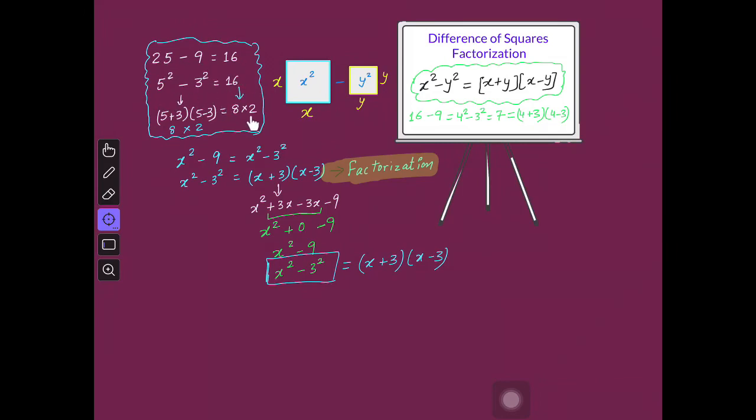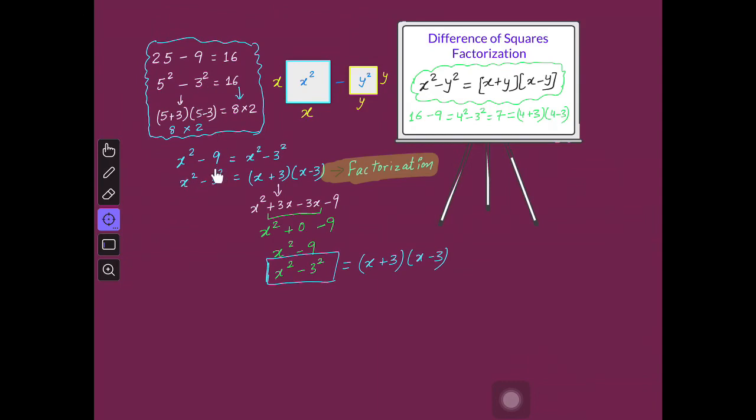But 16 can be written as 8 times 2, and 8 is actually 5 plus 3 and 2 is 5 minus 3. Okay, so now look at this example, 16 minus 9. 16 is 4 square and 9 is 3 square, which is 7. But how to get 7 from 4 and 3? Super easy. 4 plus 3 and 4 minus 3. If you multiply their sum and difference, so it's actually sum times the difference.